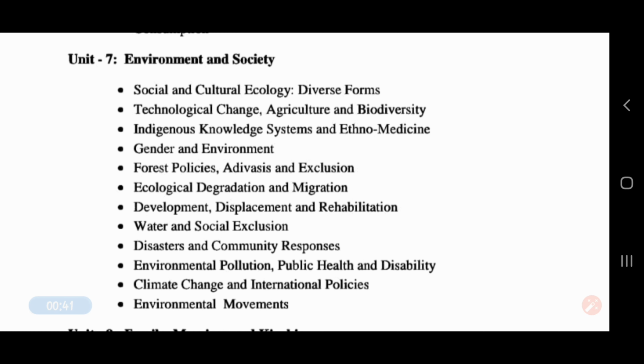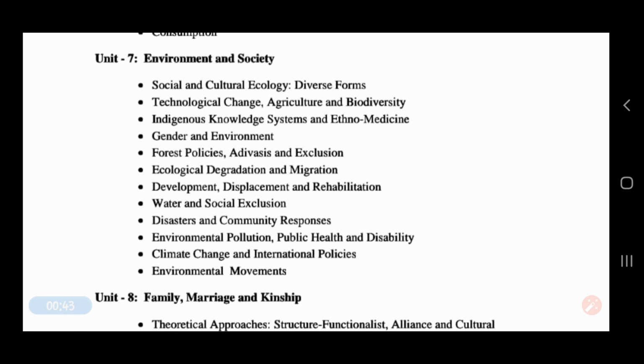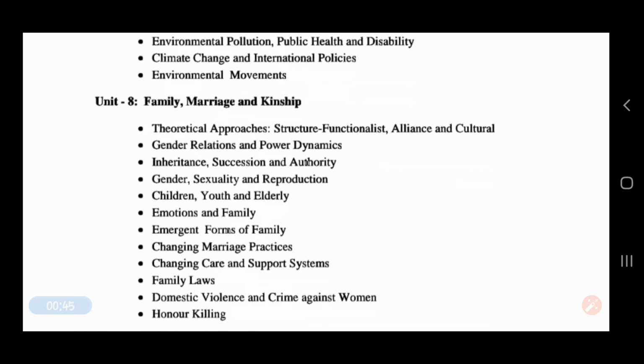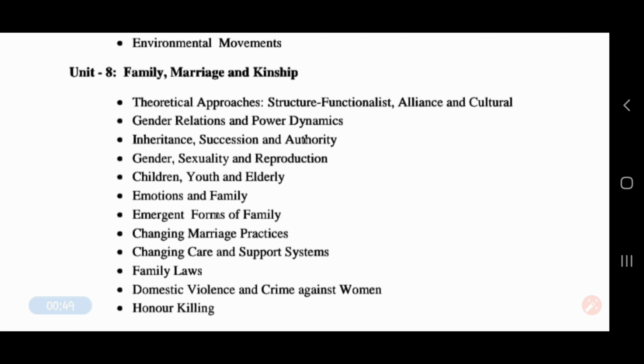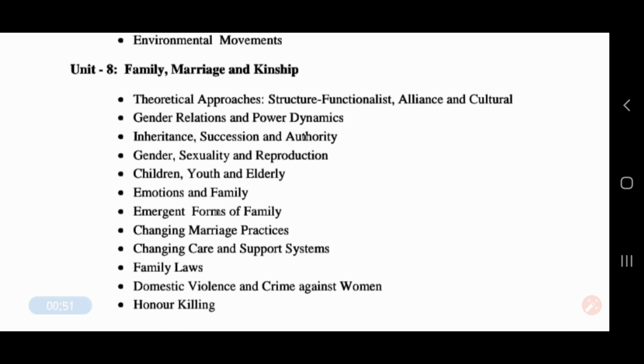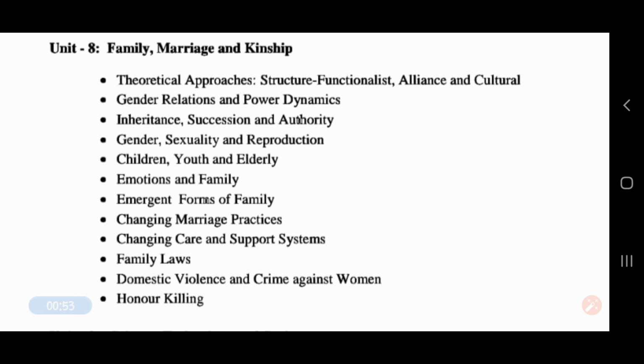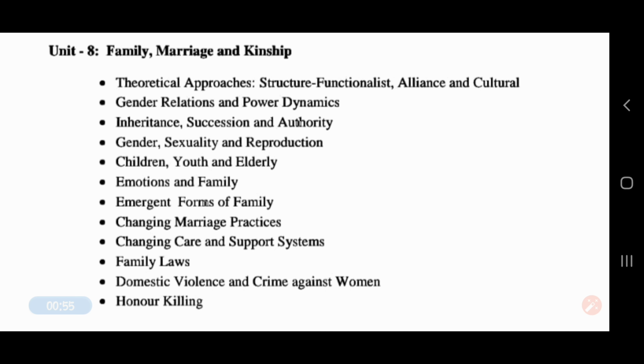So we will move on to our unit 8, and in unit 8 you will have family, marriage and kinship. So these are basically the social institutions, and in this you will have to read about the theoretical approaches to these family, marriage and kinship.